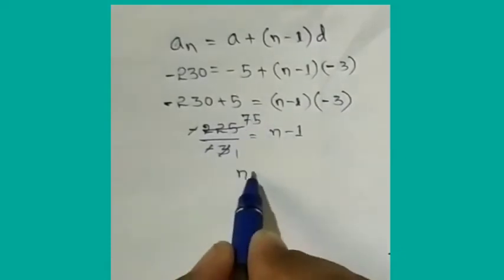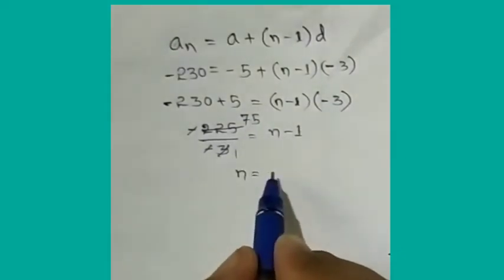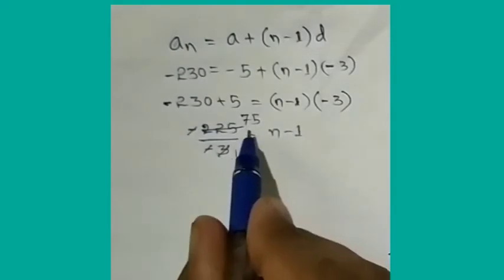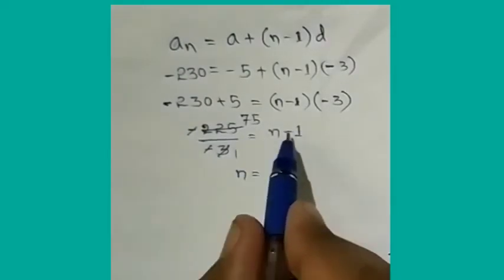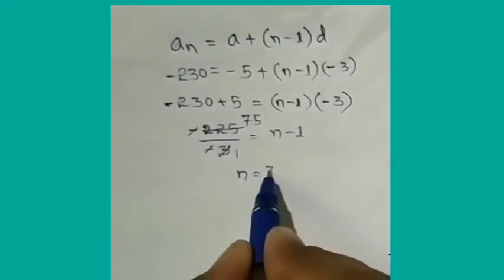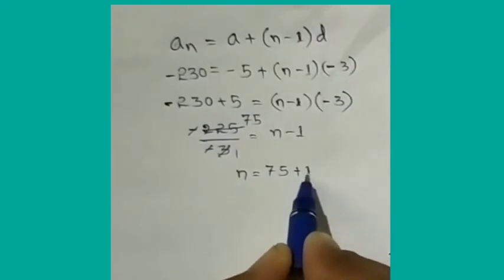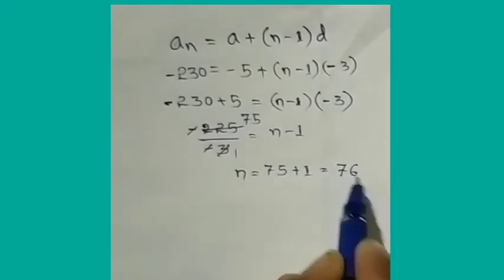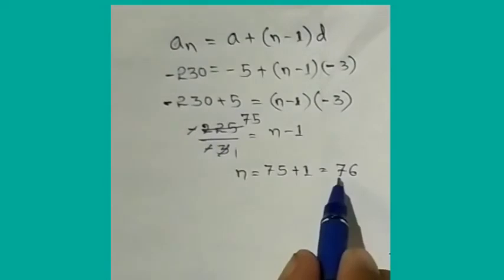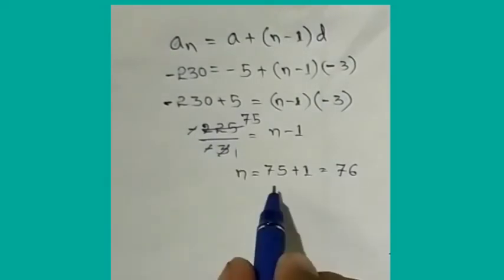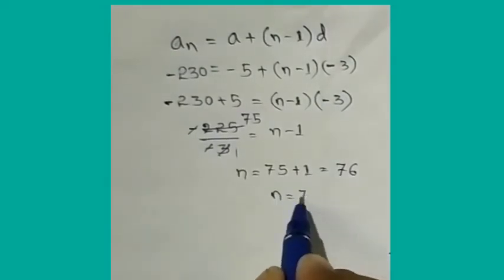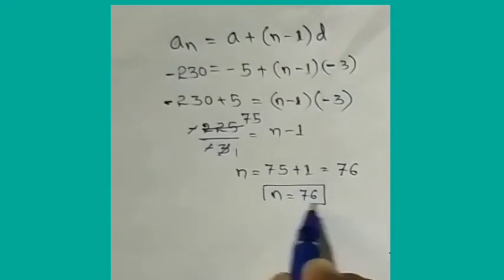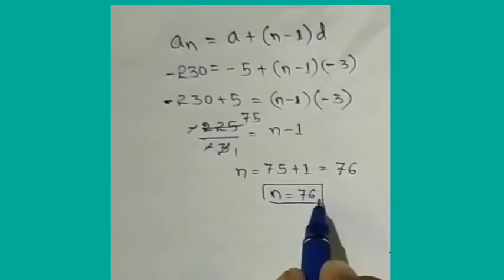So now n equal to, if I take minus 1 to that side, becomes plus, so 75 plus 1, that is 76. Now we got the n also. So now n equal to 76. So using this we have to find the sum of given AP.